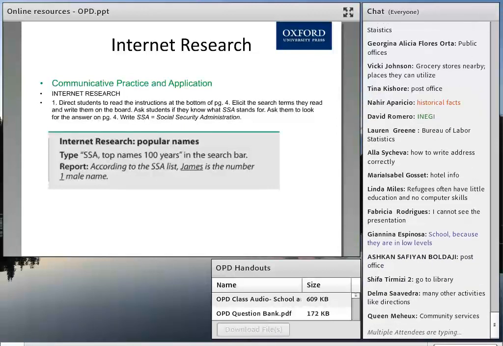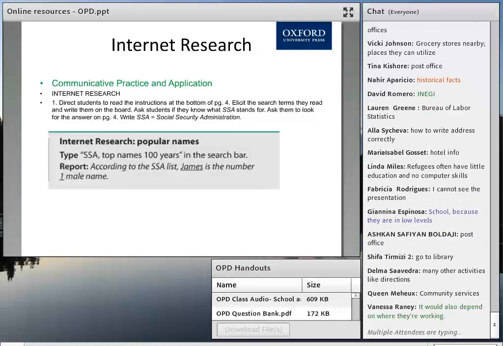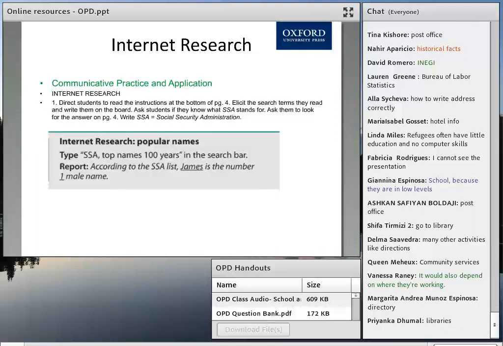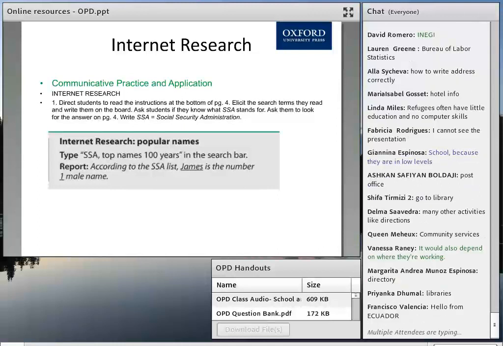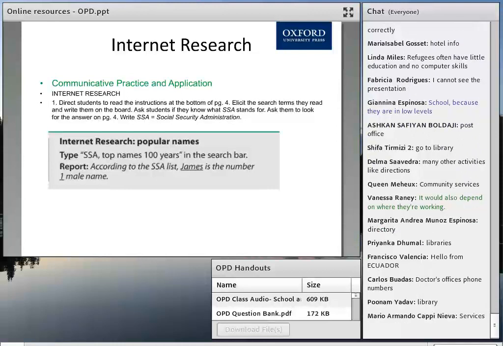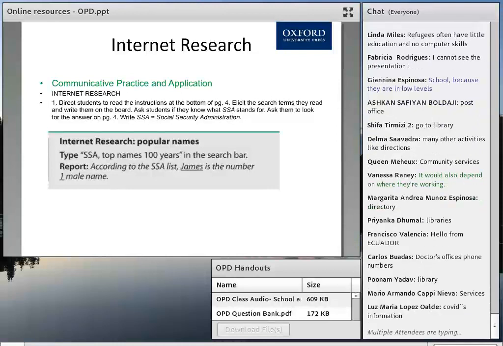Refugees often have little education and no computer skills. Yes. So I know that can be the case oftentimes, and what we're trying to do here is work with very basic and low level information and build those skills. So those students, you might want to work with them directly.